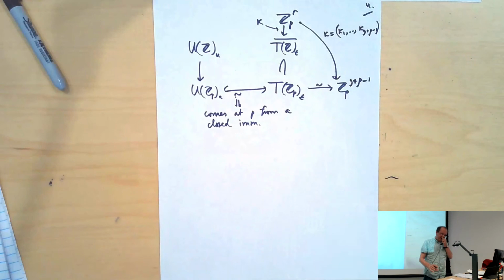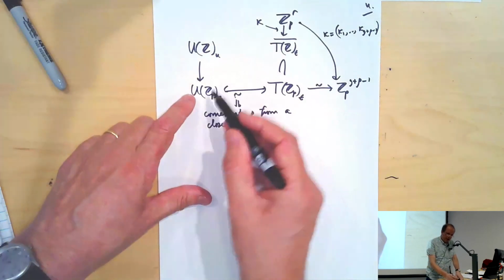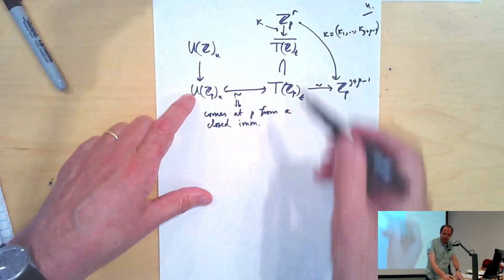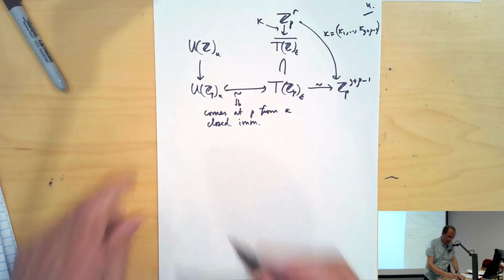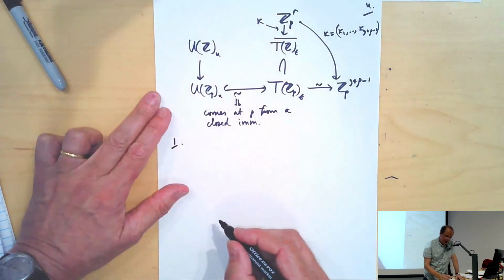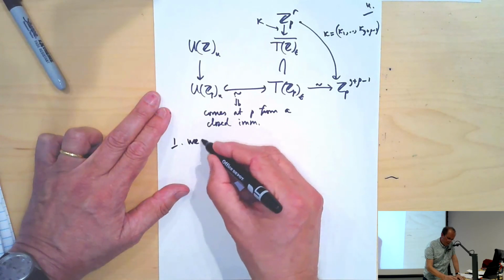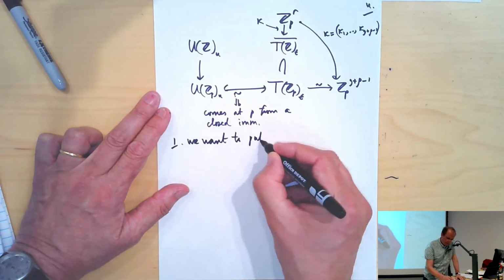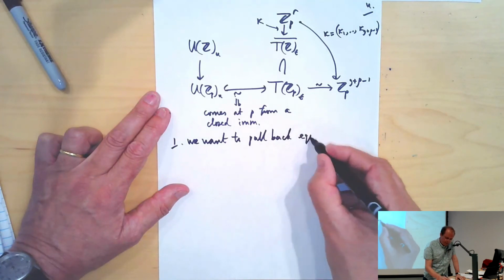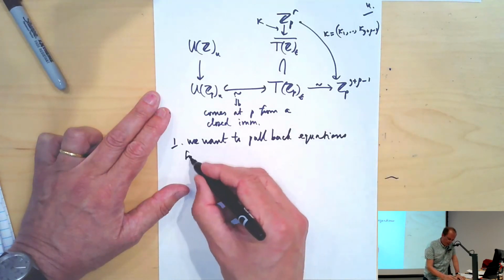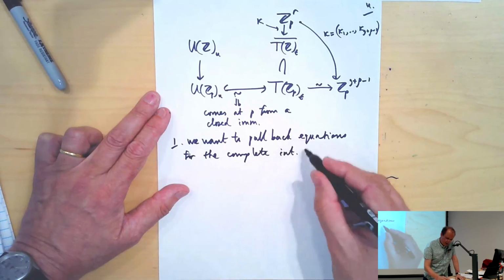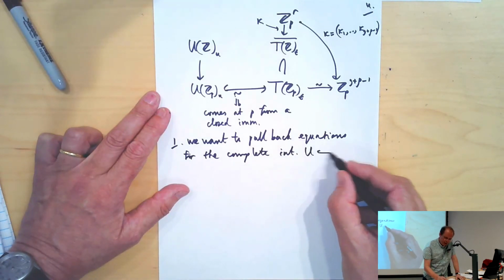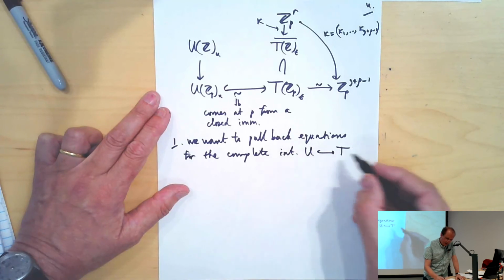And what I want to say is, how are we going to talk about intersecting this with this, or with the image of this? Actually, there are two things. One is that we want to pull back equations for the complete intersection U into T at the point little u.